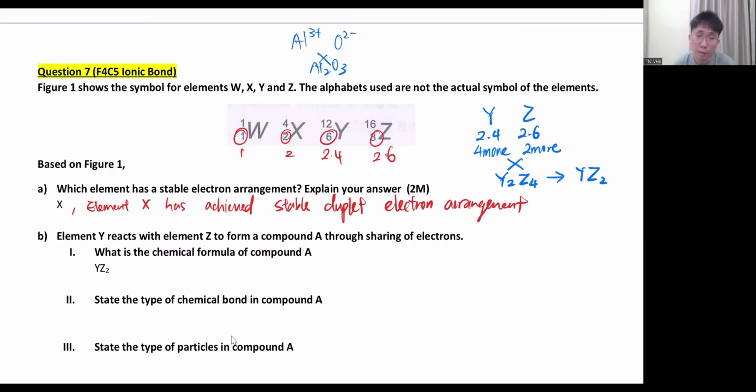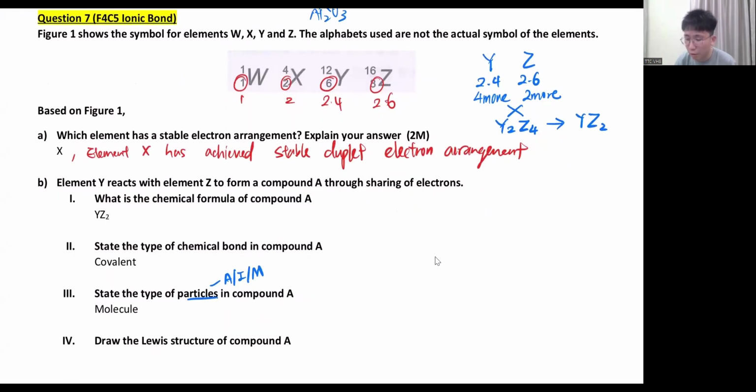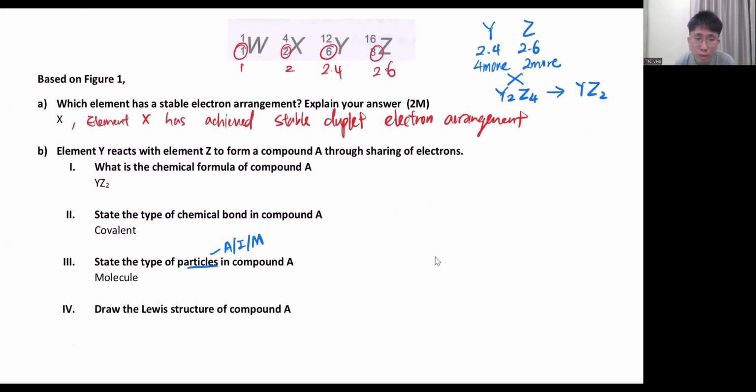And state the type of chemical bond, guys. Sharing is what bond? Sharing is considered covalent bond. And what is the type of particles, guys? Remember, type of particle, not solid, liquid, gas. This is also a very common mistake in exam. Type of particle, not solid, not liquid, not gas. Okay, it's actually your AIM. What is AIM? You aim for A plus. A is atom, I is ion, M is molecule. So for here, guys, sharing, no charge, but more than one atom. So obviously it's a molecule. No charge, but more than one. So molecule. And then draw the Lewis structure for A.